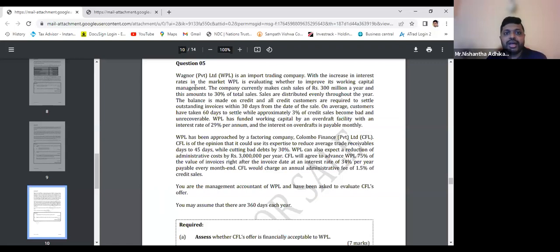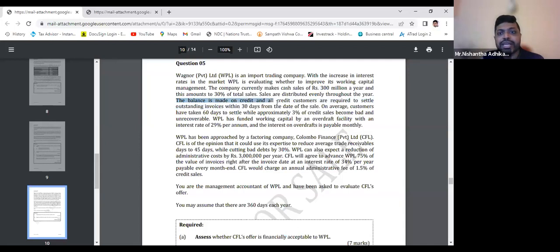We'll read. Wagner Private Limited is an import trading company. With the increase in interest rate in the market, WPL is evaluating whether to improve its working capital management. The company currently makes cash sales of 300 million a year, and this amount is 30% of the total sales. 30% is 300, then 100% should be 1 billion. Out of 1 billion, 300 million is cash. Balance 700 million should then be credit, right? Sales are distributed evenly throughout the year, okay.